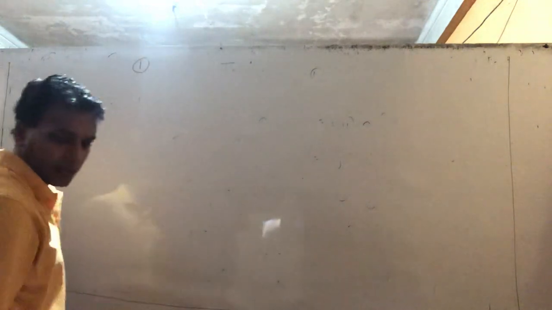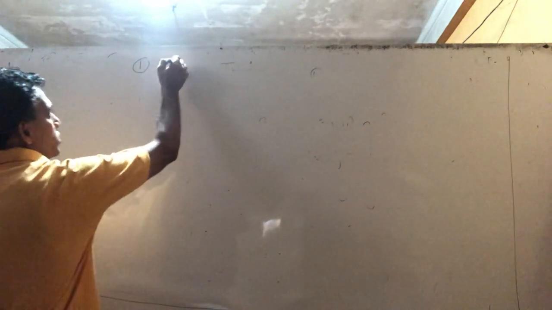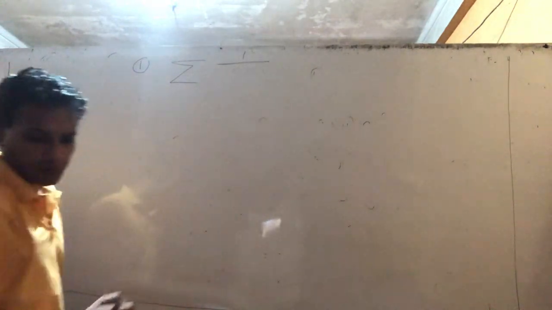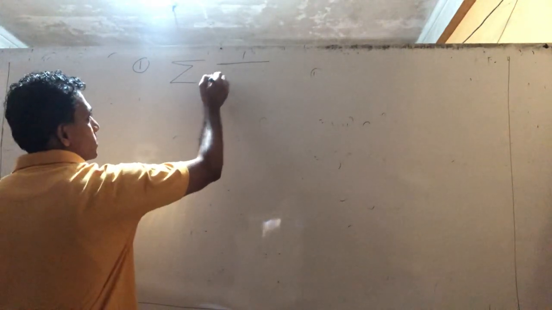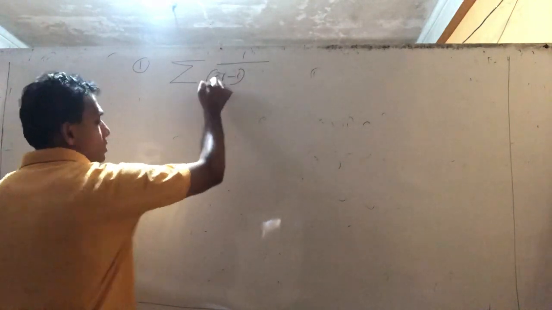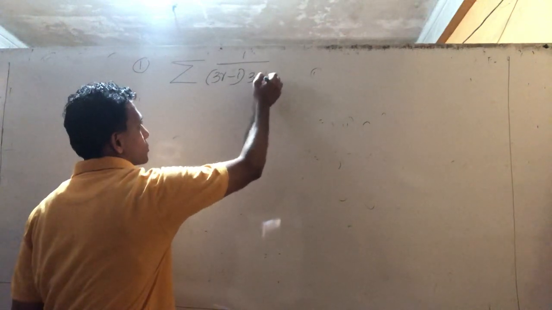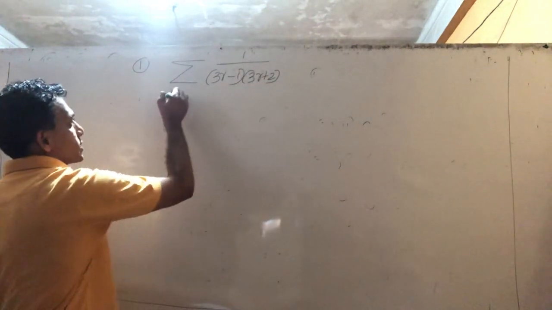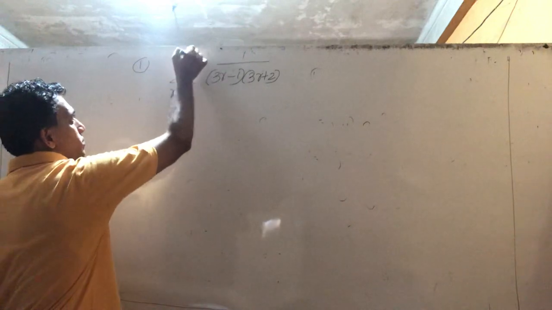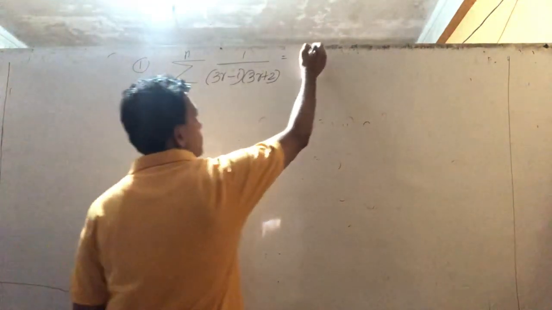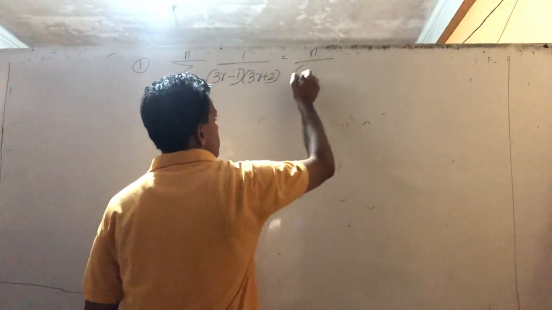So the first question is on mathematical induction. Prove by mathematical induction that the sum of 1 over (3r minus 1)(3r plus 2), for r from 1 to n, is equal to n over (6n plus 4).